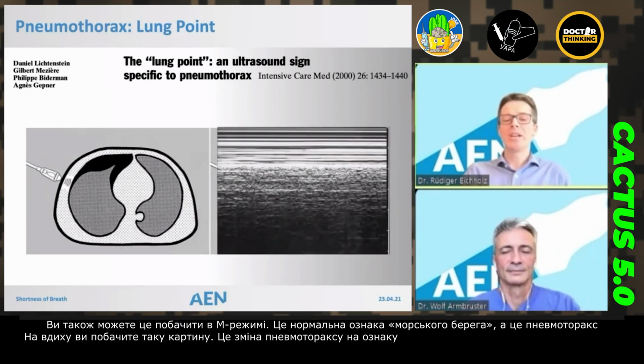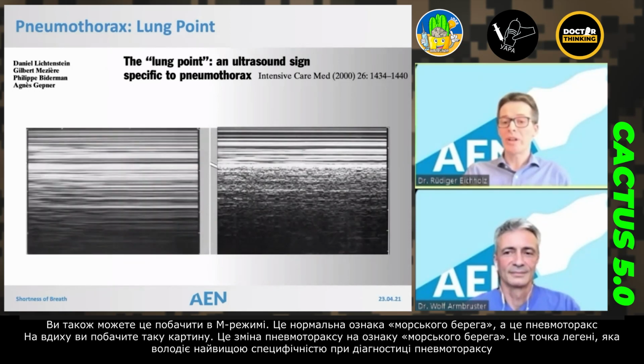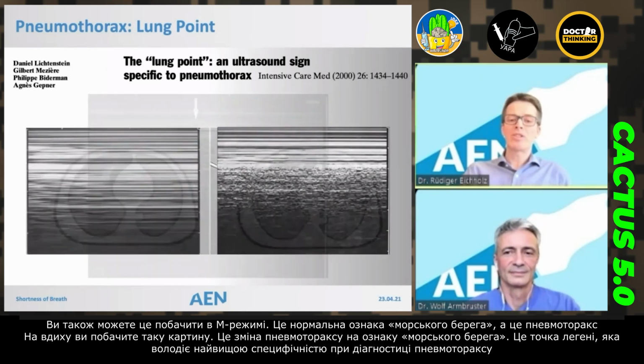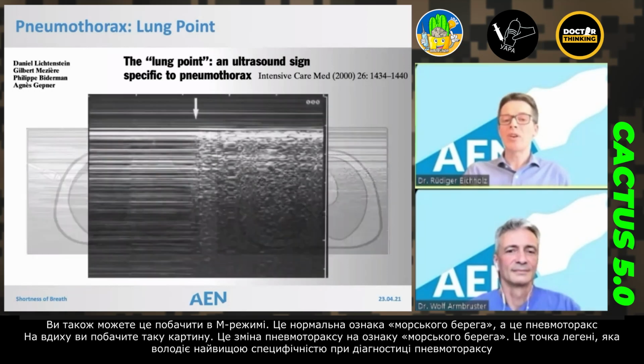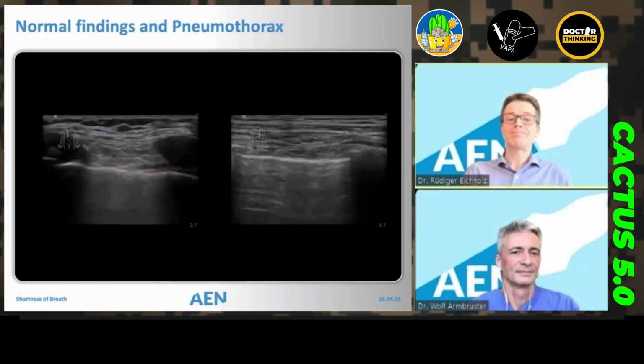And of course, you can see it also in the M mode. So this is the normal seashore sign. This is full pneumothorax. And with inspiration, you may find this. So it changes from pneumothorax to seashore sign. And this is the lung point, which has the highest specificity in diagnosing pneumothorax.